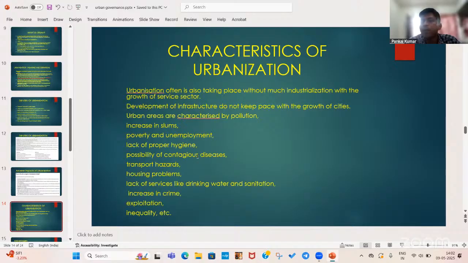Because the people living in slum areas are living in a very congested environment, that's why there is lack of proper hygiene and more possibility of contagious diseases. Then transport hazards are also there. Housing problems: you can say there is lack of adequate housing in urban areas. Then lack of services like drinking water and sanitation.